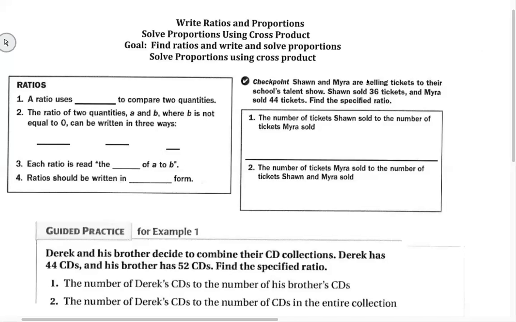4 girls, 5 guys. Yeah, 5 to 4 would be 5 guys, 4 girls. Make sense? That's a ratio.